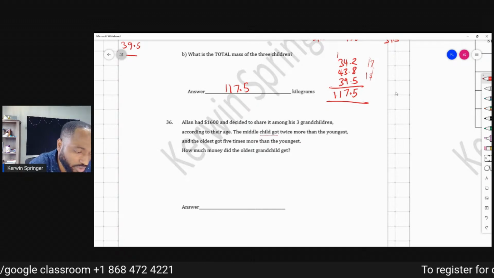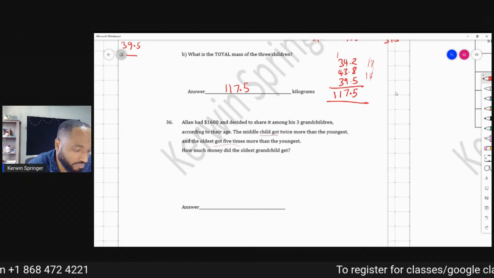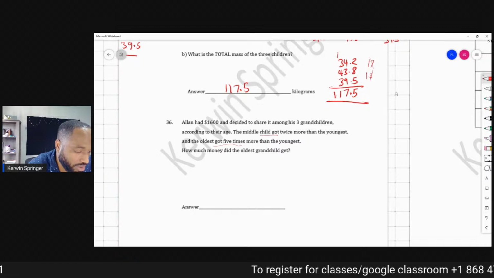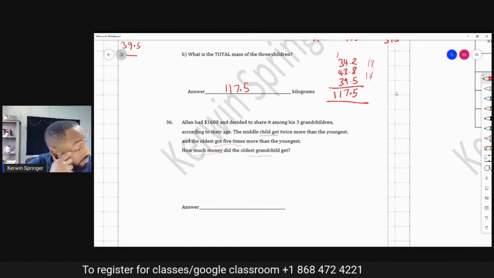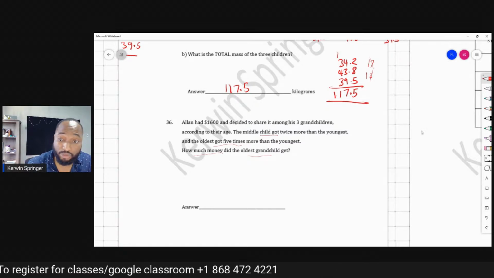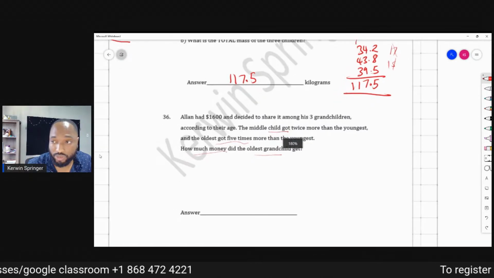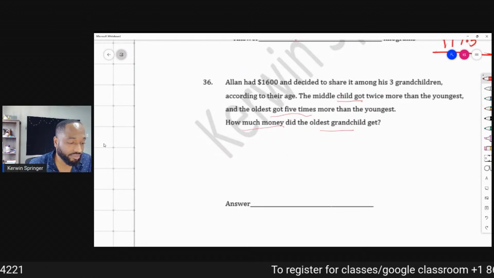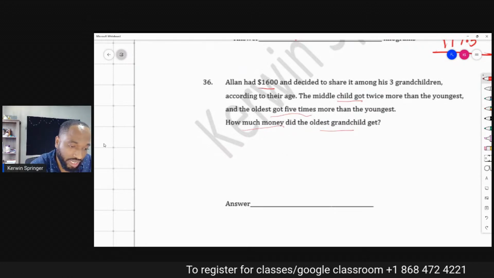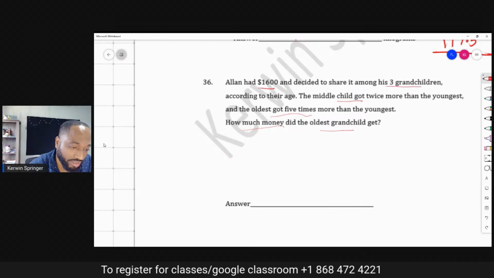Alan had 1,600 and decided to share it among his 3 grandchildren according to their age. The middle child got twice as much as the youngest, and the oldest got 5 times as much as the youngest. How much money did the oldest grandchild get? I read that whole question and didn't remember anything, so I'll read it again. I'm going to zoom in a little more. Alan had 1,600 and decided to share it among his 3 grandchildren.